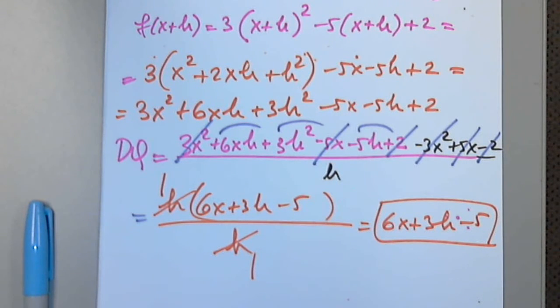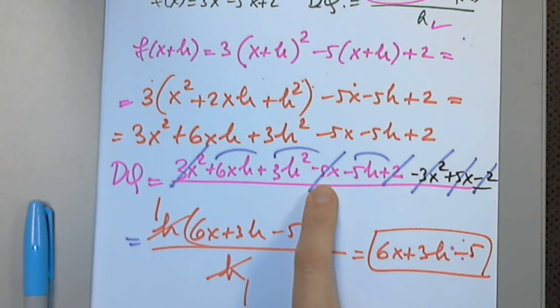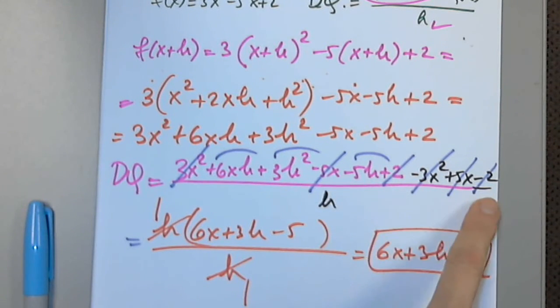I'm canceling everything that has an H in it, right? That does not have H in it. Don't have H. It's a positive 3x squared, negative 3x squared, positive, negative 5x, positive 5x, positive 2, negative 2. Some terms with H may go away, but definitely the ones without H must go away. And then I'm bringing the other one.